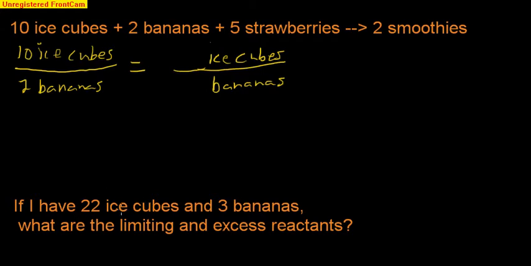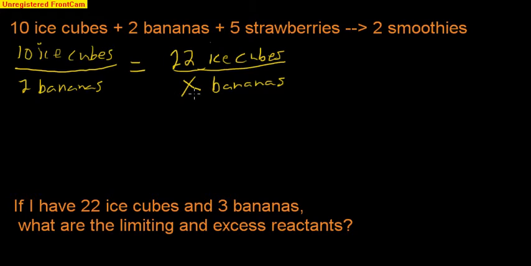We could do bananas, but we're going to start with ice cubes. So I'm going to put 22 ice cubes up top, and now I'm going to put a variable in for my bananas. What I want to know is how many bananas I would need to mix evenly if I had 22 ice cubes. Well, I know that my ratio is 10 ice cubes to 2 bananas, but here I want to figure out how many bananas the 22 ice cubes need.